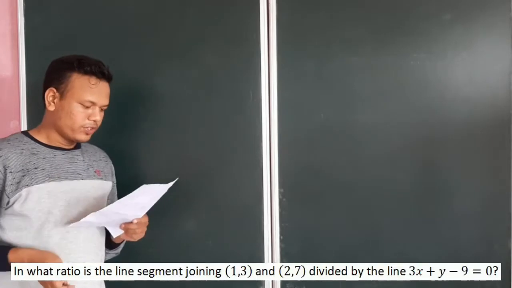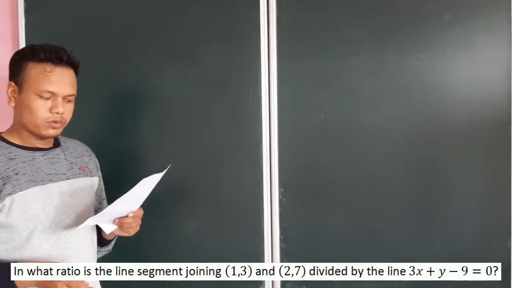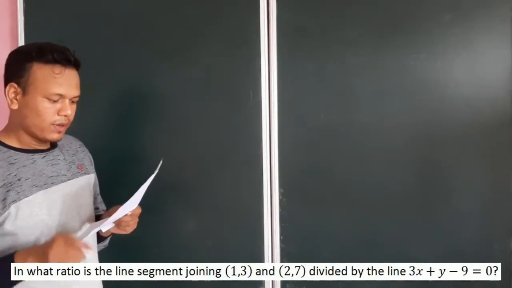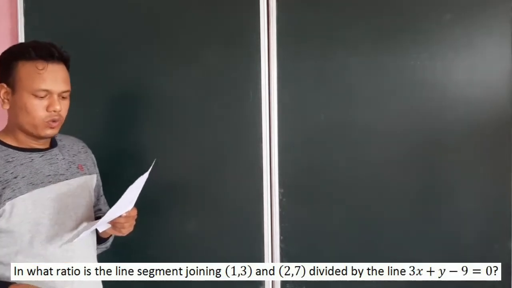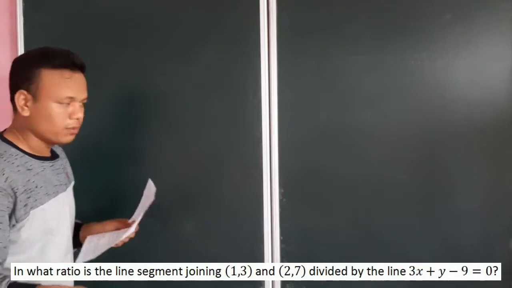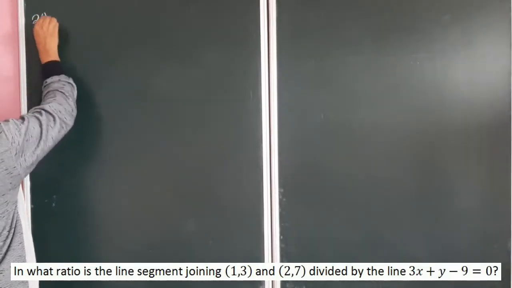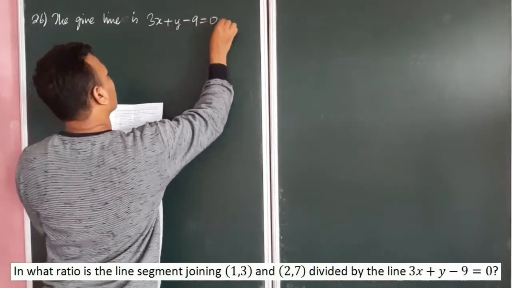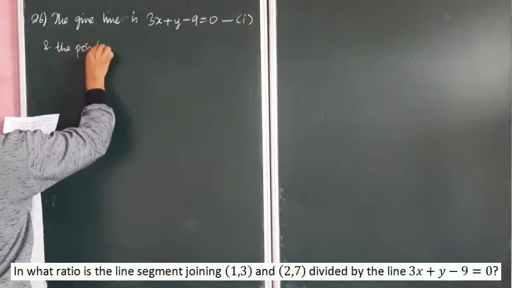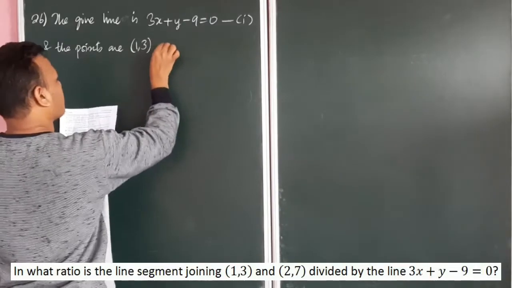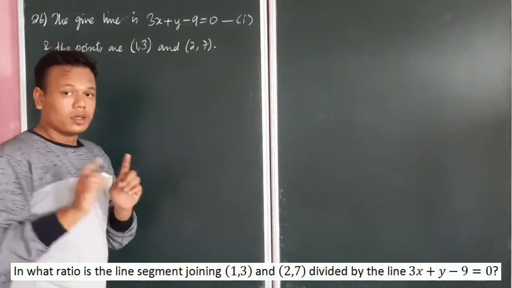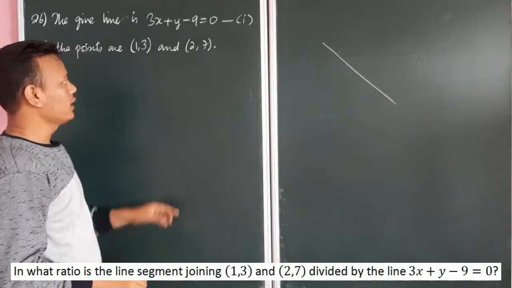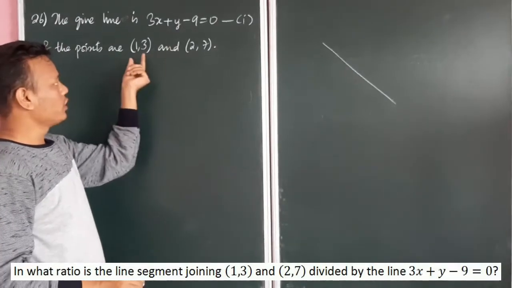Okay, let's have a look at question number 26. Question number 26 says, in what ratio is the line segment joining 1, 3 and 2, 7 divided by the line 3x plus y minus 9 equals 0? Let me first write what is given to us. Basically this line is given to you, so let me draw that line roughly. This is my given line, and there is a line segment joining these 2 points.